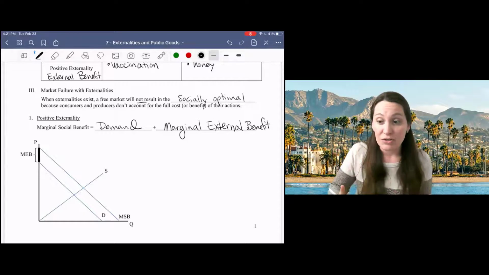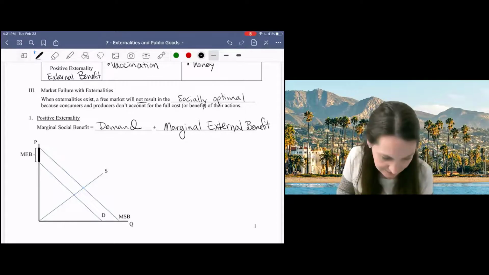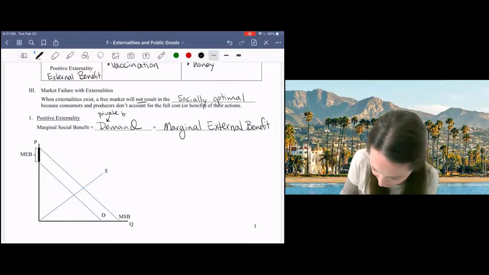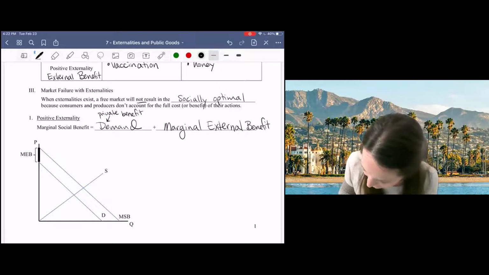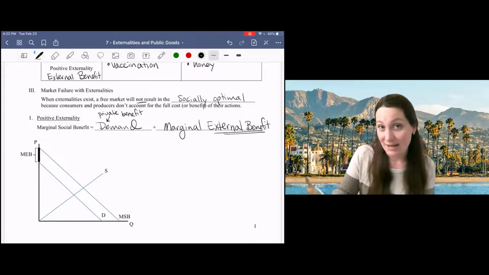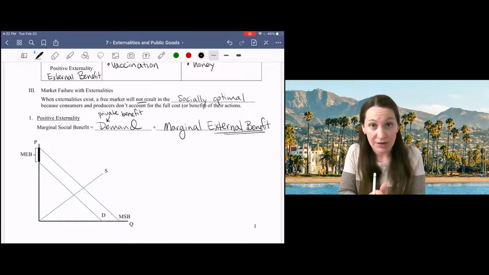So why is the marginal social benefit equal to demand plus the external benefit? Because demand represents the private benefit, the benefit to consumers of having this product. So adding together the benefit to consumer, the private benefit, and the external benefit gives us the total social benefit of this product.